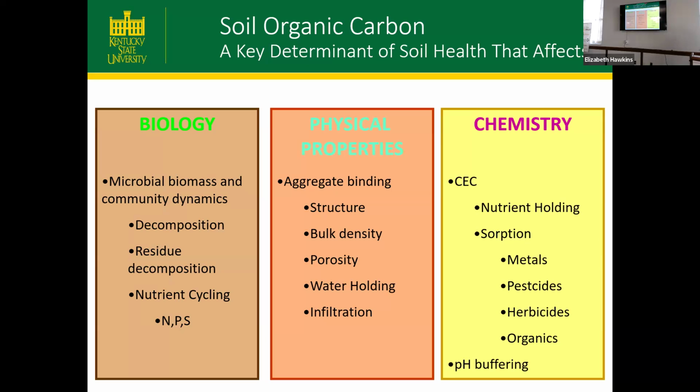And then the chemistry. The more organic matter you have, the better your cation exchange capacity is, which affects nutrient holding capacity. But it can also do things like serve as a filter. CEC absorbs metals, pesticides, herbicides, different organic compounds. And so it's kind of acting as a filter. Again, that soil health is that whole functional process.